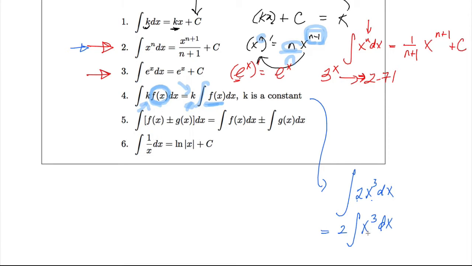So what is that? You derive it, so then you get 1 over 4 x to the power of 4. That's right. So it's half x to the power of 4 plus c. That's an example of using the fourth property.